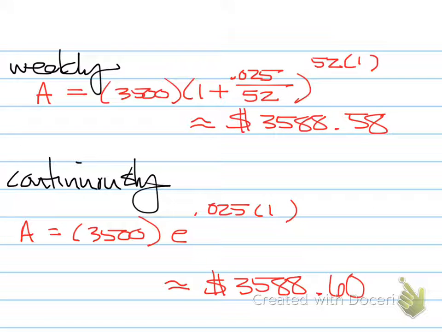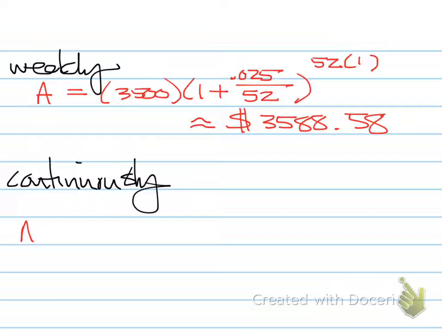And then for compounding continuously, we get the following equation. P is still 3,500, and then we just raise e to the r times t power. All right, so r is 0.025 over 1 year. 0.025 times 1 is just 0.025. e to the 0.025 power.